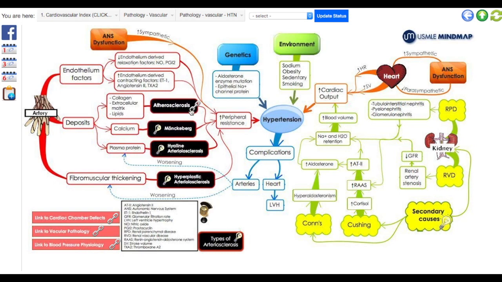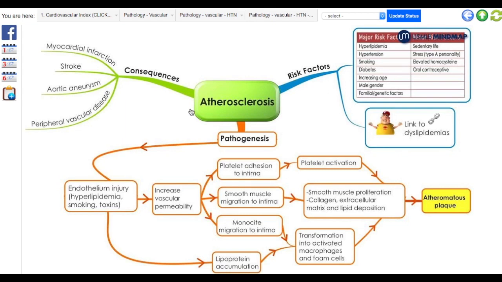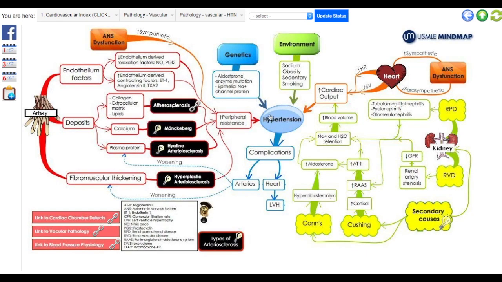Let's do one, for example, atherosclerosis. We click on that. And what do we see? Here the map explains the details. On the right, what risk factors are responsible for atherosclerosis? What are the consequences? And importantly, at the bottom, the pathogenesis. So the student is now getting into the depth of this pathology. Very good. Now let's go back to the follow the link.